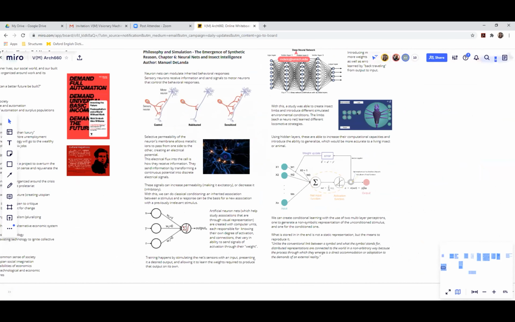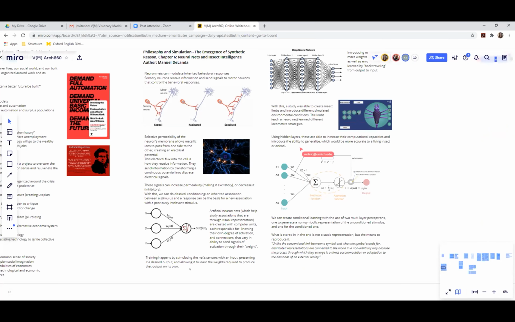The basis of it is that sensory neurons receive information and then send information to motor neurons, and you can train them to either habituate or sensitize to different information. And you can simulate in a computer through different units that are just responsible for knowing their own activation, and then connections that change the weight of these activations and information.